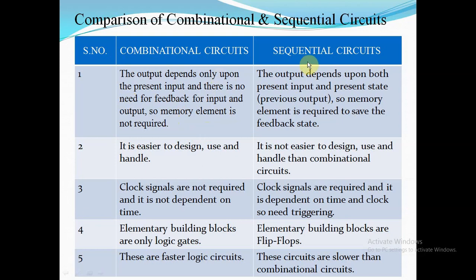As compared to the combinational circuit, in a sequential circuit the output depends upon both the present as well as the previous state. So a memory element is required to save the input data or previous state data for feedback purpose. A combinational circuit is very easy to design and handle. A sequential circuit is not easy to design, and it is more critical to handle as compared to a combinational circuit.